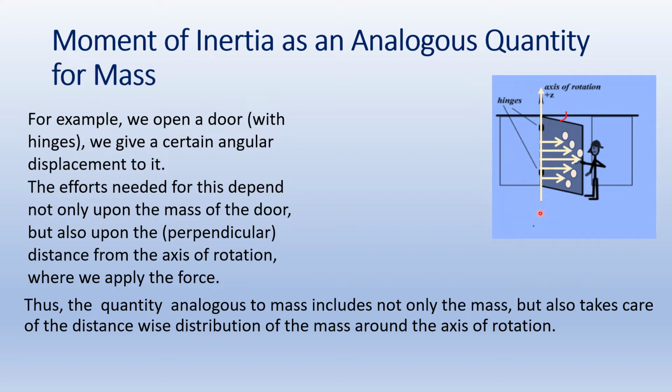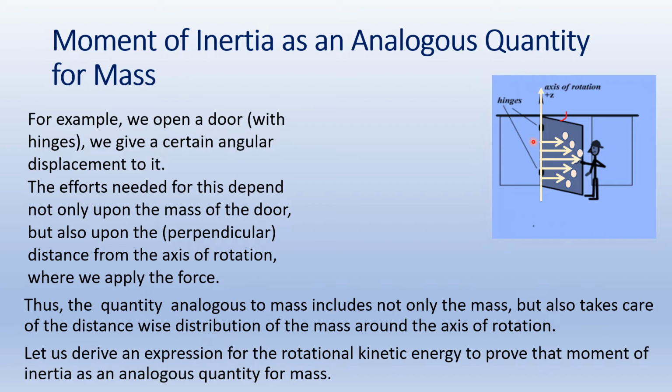So suppose this is the axis of rotation. The distance measured from this axis of rotation to a particular mass also plays a very important role in the moment of inertia. Let us derive the expression for the kinetic energy of rotational motion to prove that the moment of inertia is an analogous quantity for mass.